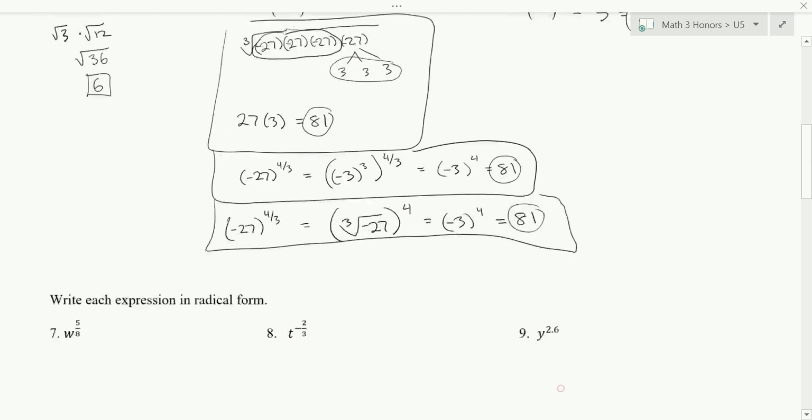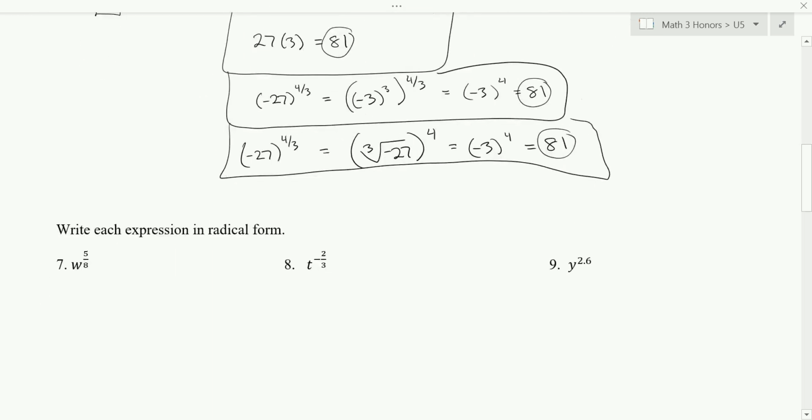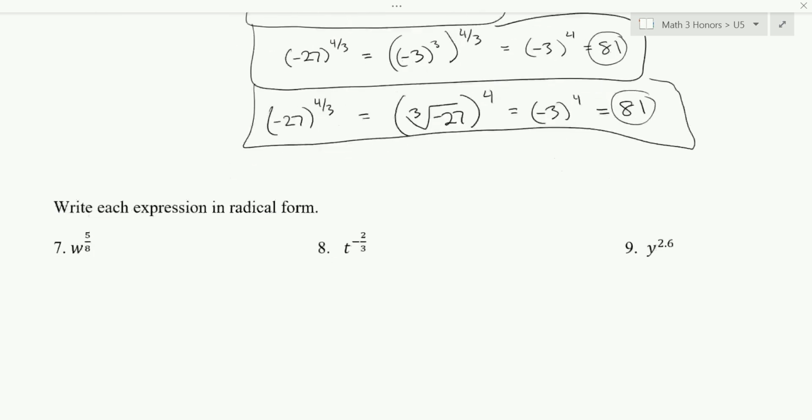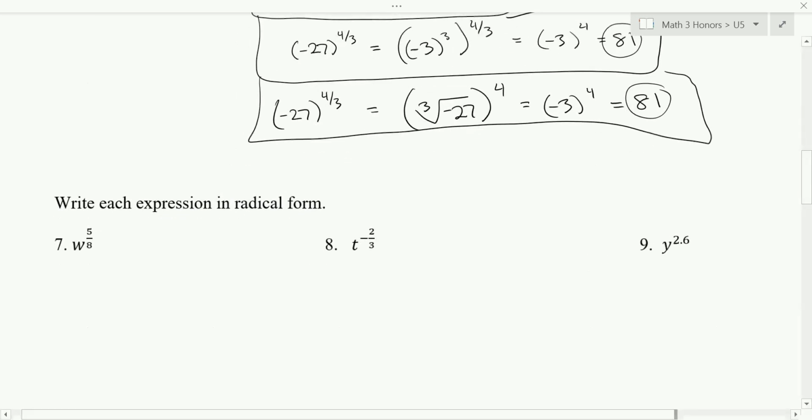So part of this is just to be able to go back and forth between the forms. And so in this next section in our notes, I want you to go from one form to the other. We're going to write each expression in radical form. So number 7, what's the root going to be? The 8th root of w to the 5th. And so that would be acceptable. Or you could put the 8th root of w and put the 5th on the outside. If we have a variable, we tend to put the exponent on the inside, the first way, but both are correct.